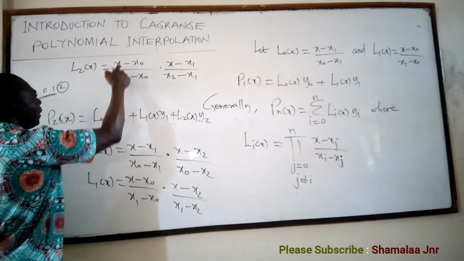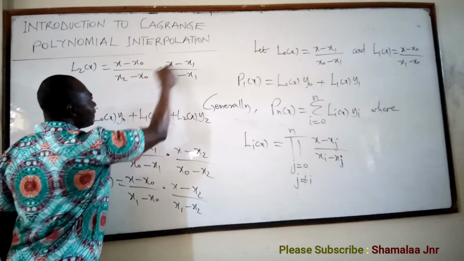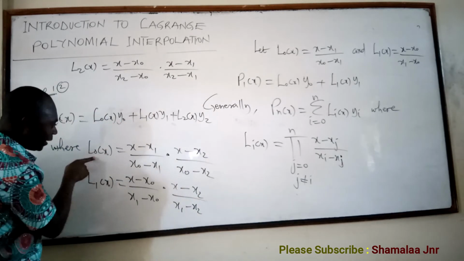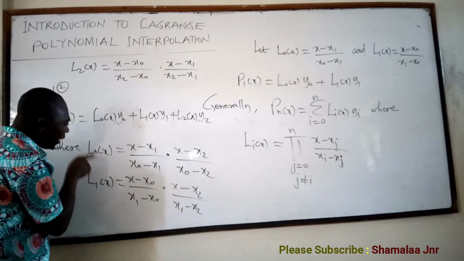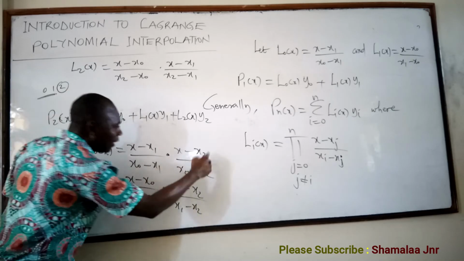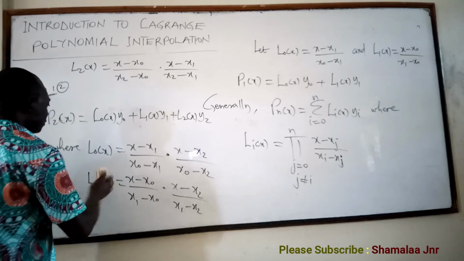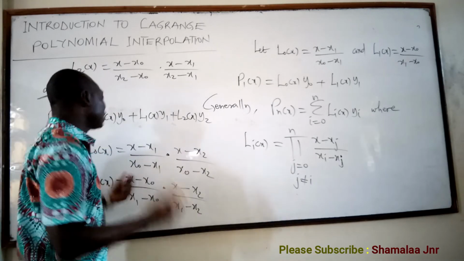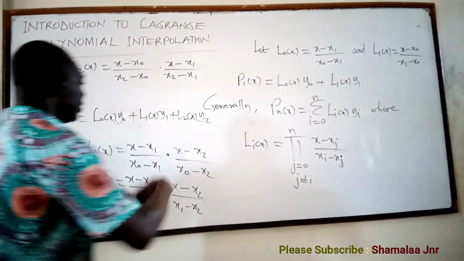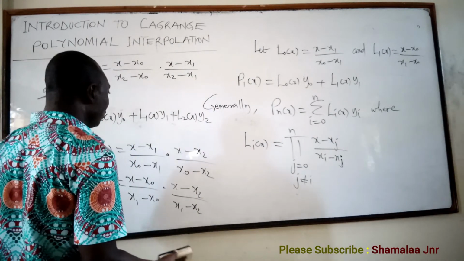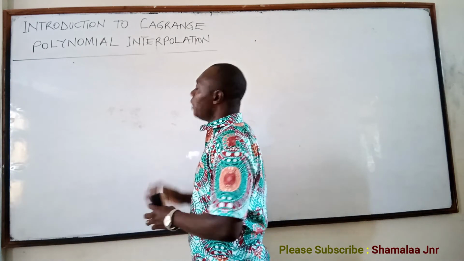So look at it: L2, x2, x0, x0. The same, x2, x1, x1. L0, x0, x1, x1. L0, x0, x2, x2. So it follows a pattern. This same pattern can be used. We can just study the pattern, and then if it's a polynomial of degree 3, you do it. It's not hard at all. Yes, viewers, I've introduced you to Lagrange polynomial interpolation.